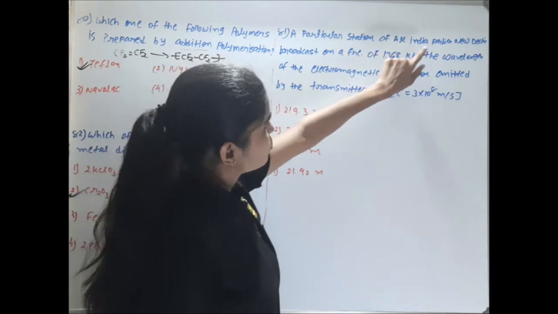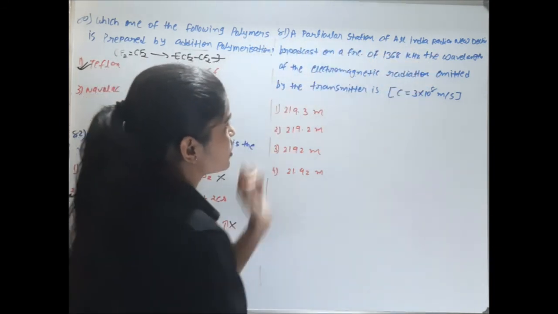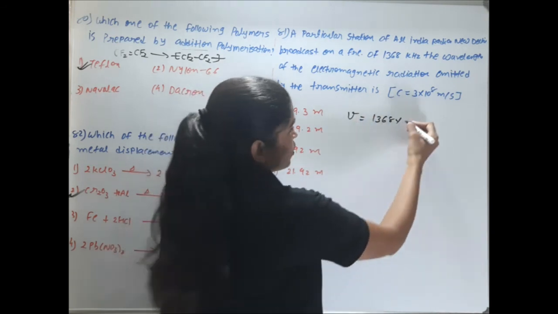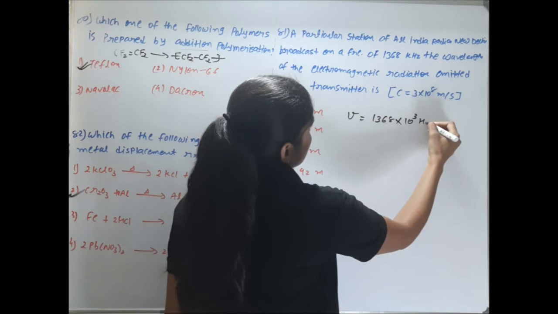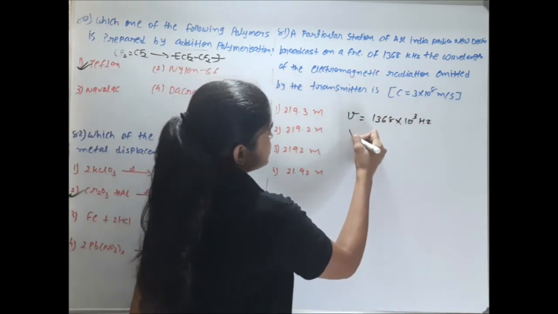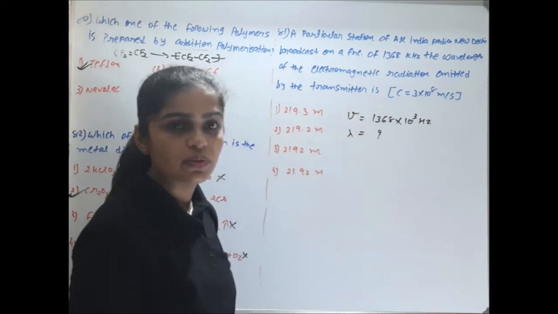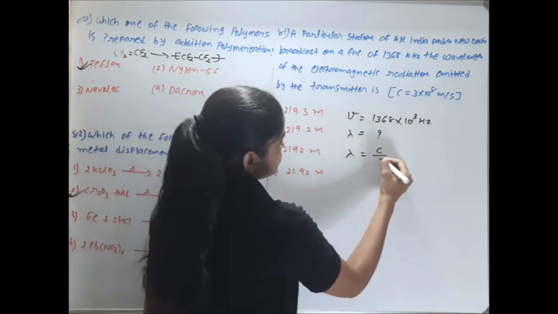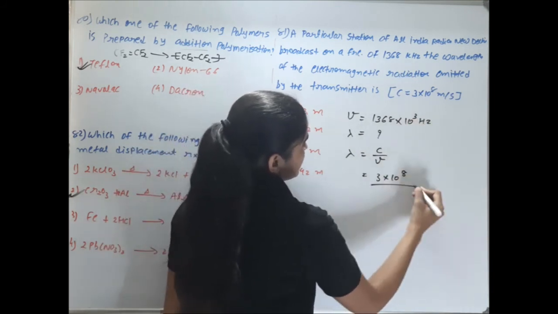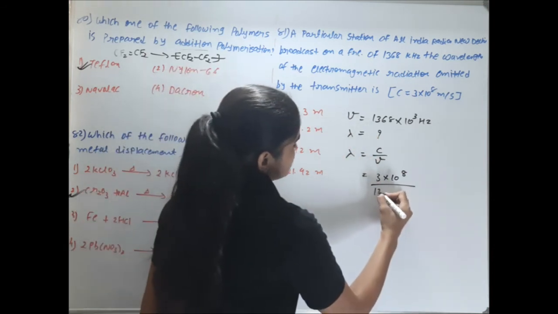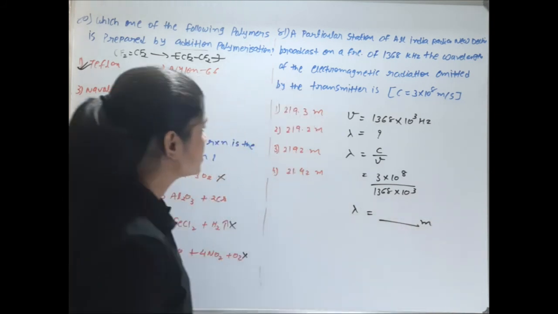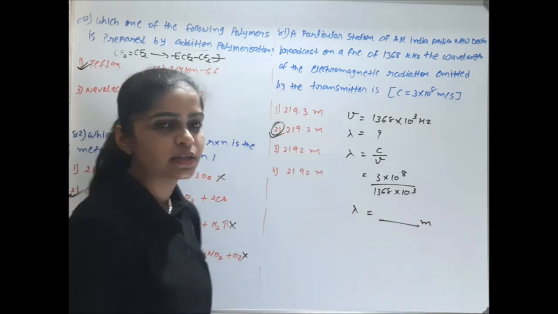A particular station of All India Radio, Delhi broadcasts on a frequency given as 1368 kilohertz. Converting into hertz, we multiply by 10 raised to 3 hertz. We need the wavelength of the electromagnetic radiation emitted by the transmitter, so find the lambda value. We know that lambda is equal to c upon nu. The c value is 3 into 10 raised to 8 and the nu value is 1368 into 10 raised to 3. This gives the lambda value in meters. So the right option is 219.2 meters.